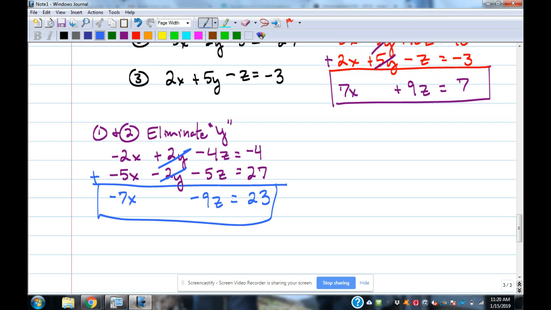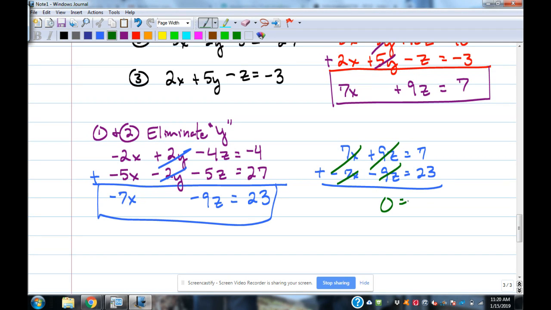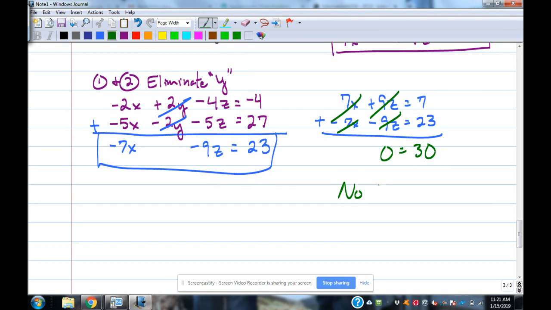What do we notice? We got x and z's both have opposites on that, right? So 7x plus 9z is equal to 7. And then we've got -7x minus 9z is equal to 23. When I put those two together, what happens? You get 0 equal to 30. Does 0 ever equal 30? No. So what does this mean? That there's no solution.